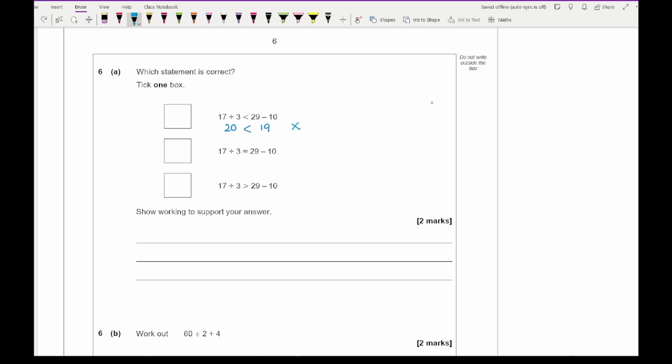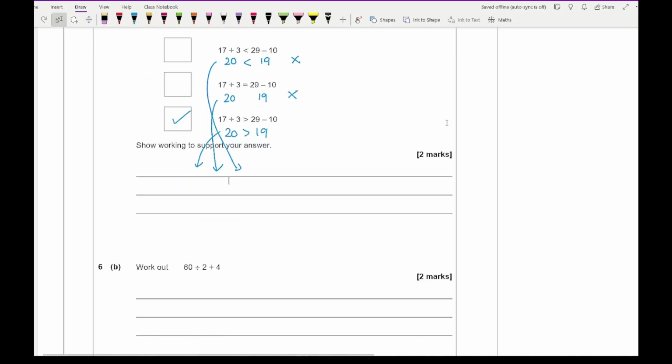Then working out the second one, we've got 17 plus 3, which is 20, and 29 minus 10 is 19. So that's not right. So then here we've got 20 is less than 19. So this is our correct answer. Now in terms of showing your working to support your answer, well, that's going to be what I've written down in each of those statements.